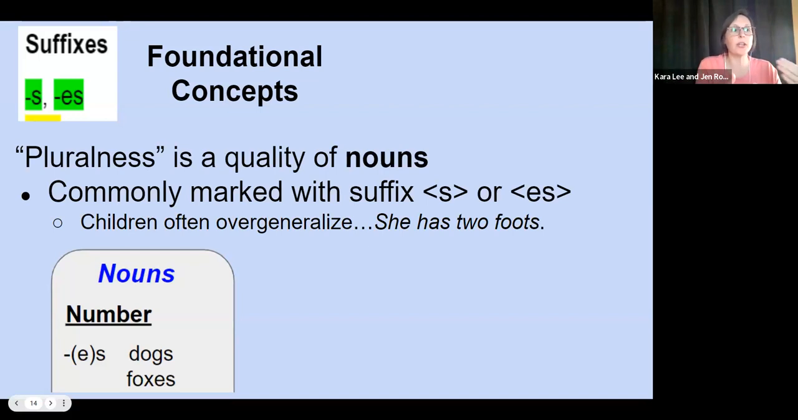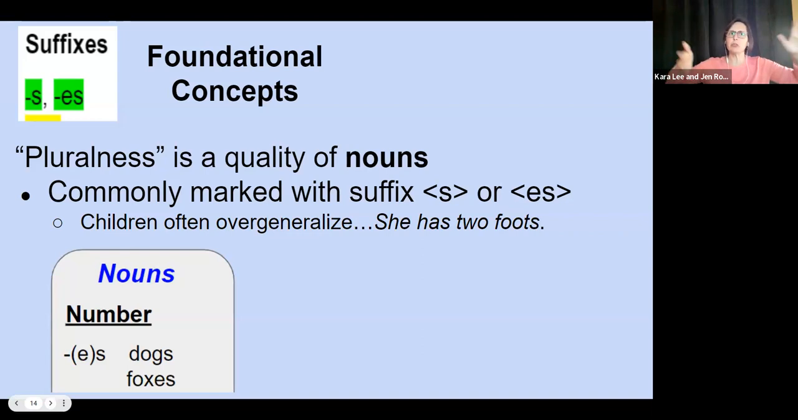It's commonly marked with an S or an ES when writing, and children, of course, often overgeneralize this idea. And this is this idea of morphological awareness with kids. We do talk a lot about phonological awareness, but we don't often talk about morphological awareness, but it is just as important and impactful. And we know that kids have this awareness of morphemes because they start to say things like, she has 2 foot, right? They know that foot is 1, like, give me your foot so I can put on your shoe.